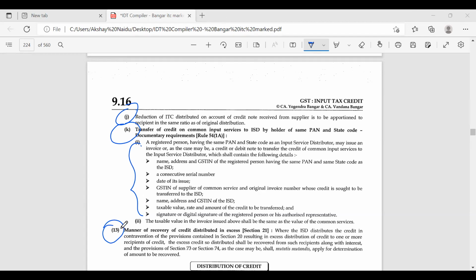Yeah. Now what is that 13? I can't even understand in my whole life. What is this? Manner of recovery. What is this? 73, 74. If it is fraud, recovery in 74. If it is mistake, recovery through 73.